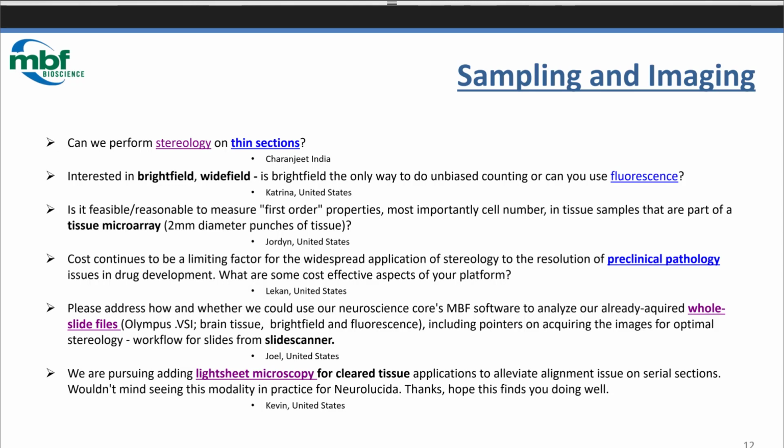Katrina uses bright field and wide field, and the question is, do we have to use bright field to image for unbiased stereology, or can we use fluorescence? The answer is yes, we can use fluorescence.